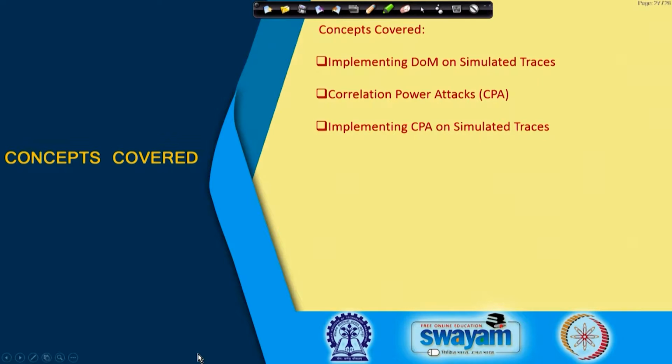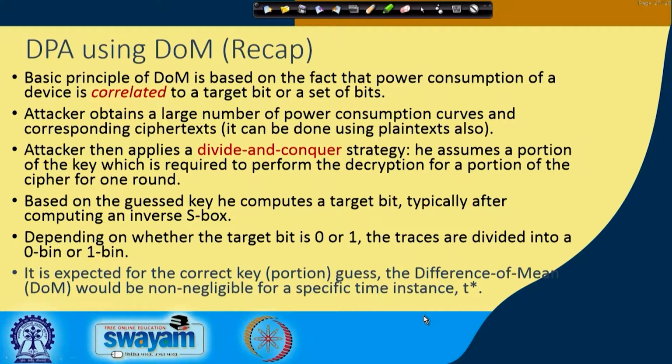We shall be discussing a new technique next, which is called correlation power attacks or CPA, and we shall also be discussing how to implement CPA on simulated traces. So, this is a brief recapitulation of what we already discussed.